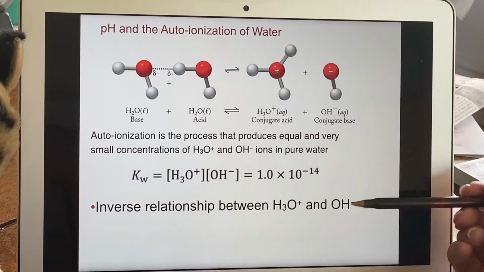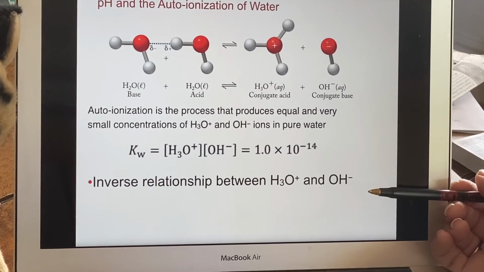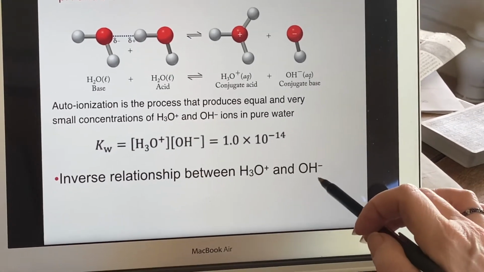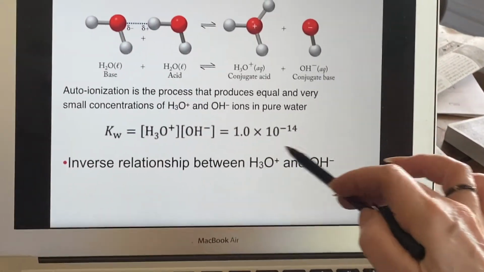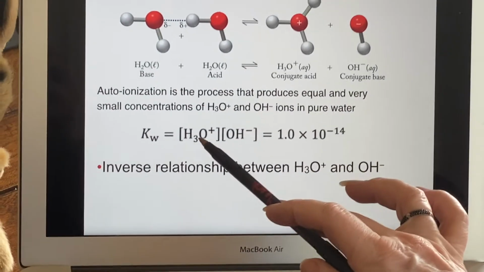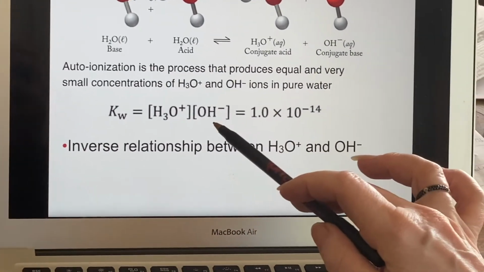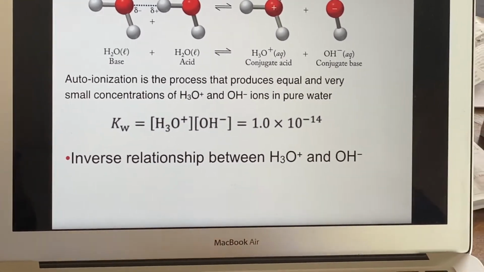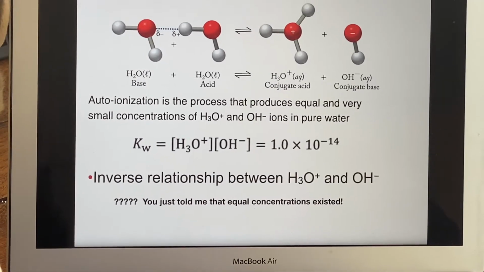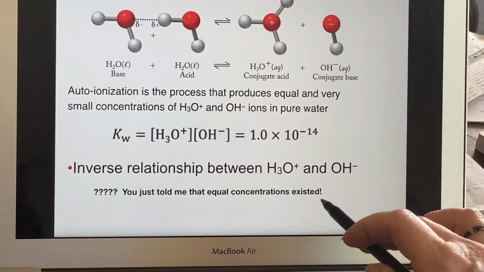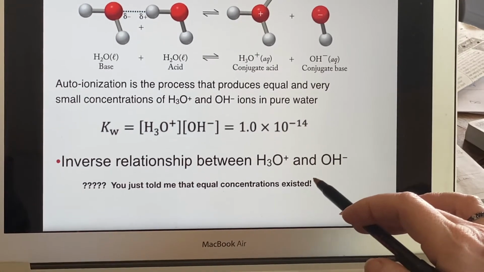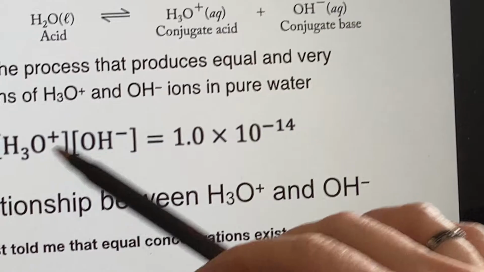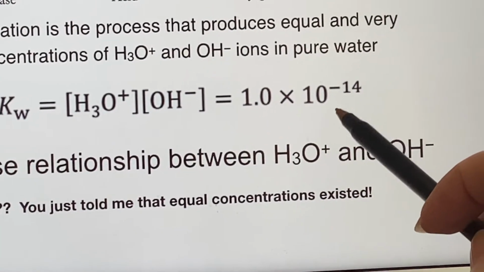That sets us up for when things are not pure. You will have an inverse relationship between the hydronium and the hydroxide ions, because you're always going to go to this number. And if you're trying to find hydronium, that would be this number divided by the concentration of the hydroxide, and vice versa. Yeah, what the heck? You just told me they were equal. In pure water, they're equal. But if you put something else in it, you're going to shift it. The one thing that will be true is when you multiply these together, you're always going to get this number.